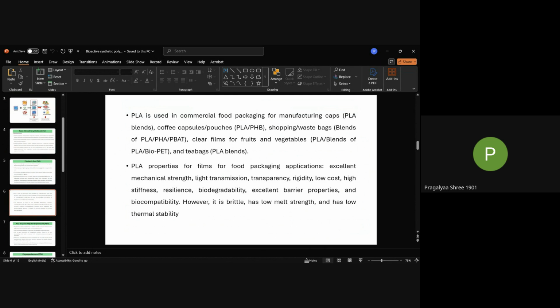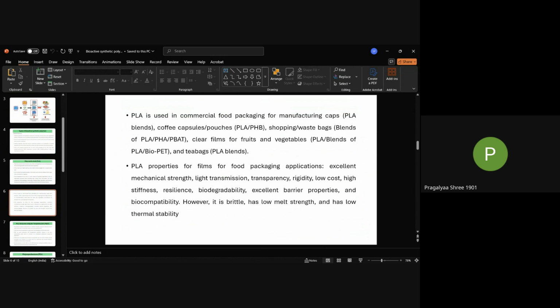Okay, and the PLA properties for films for food packaging applications include excellent mechanical strength, light transmission, transparency, and rigidity. They are low cost, with high stiffness and resilience, easily biodegradable, with excellent barrier properties and biocompatibility. But it is brittle, has low melting strength, and low thermal stability. The properties of PLA are excellent in nature, except that it has a few disadvantages like being brittle and melting easily. Since it has low thermal stability, it will melt soon. So these are all the properties.